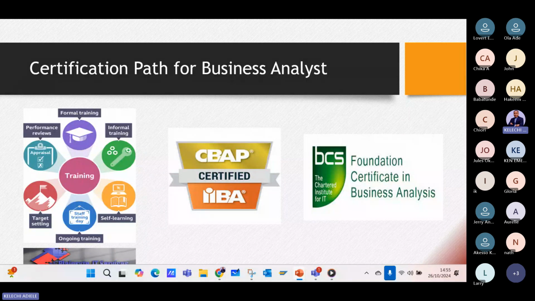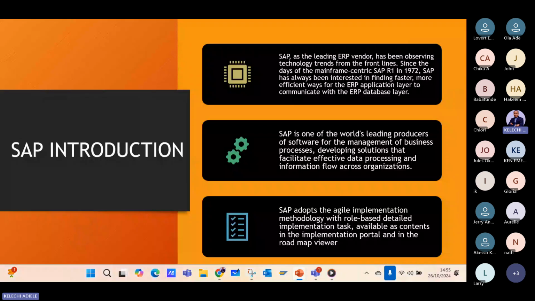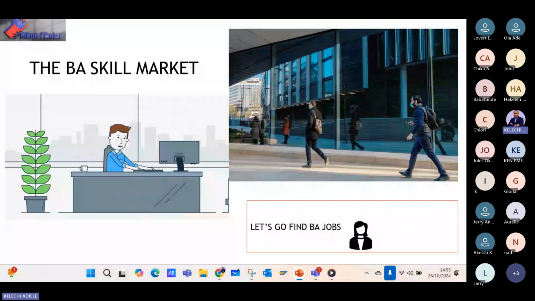Okay, so before SAP, I think there's something I want to do briefly, and that is take us to the market. Then by next class, we'll talk about SAP and we will see how that fits into this conversation. So let's do an experiment. Let's go into one of these job platforms and see how the BA role is faring in different countries.